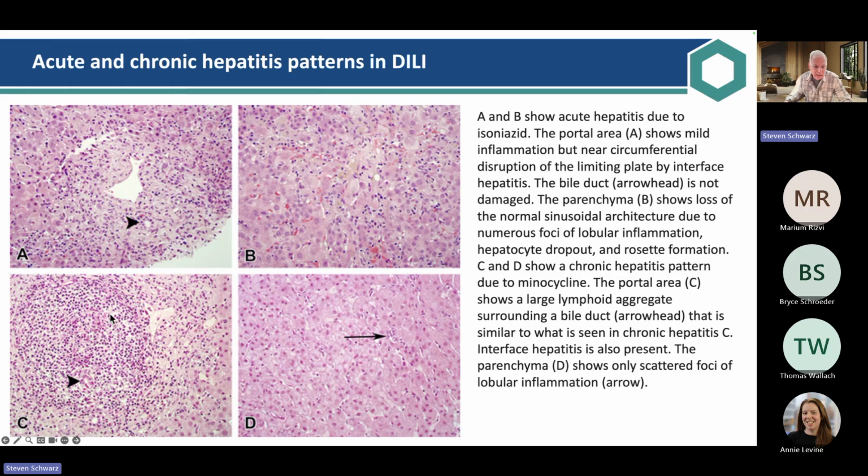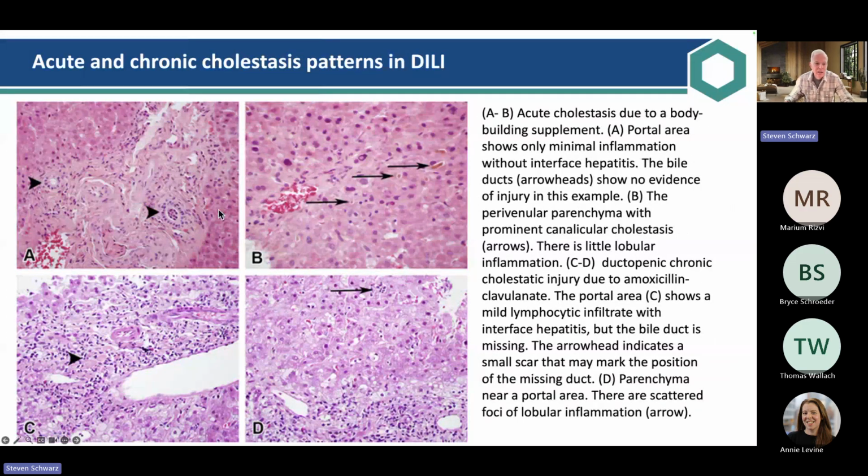This is minocycline. You see here a really large lymphoid aggregate, which is really obliterating the portal area. All right. And this is also an interface hepatitis, which only shows scattered lobular inflammation. Again, minocycline related. So there's wide variability. These are the patients that I used to care for.